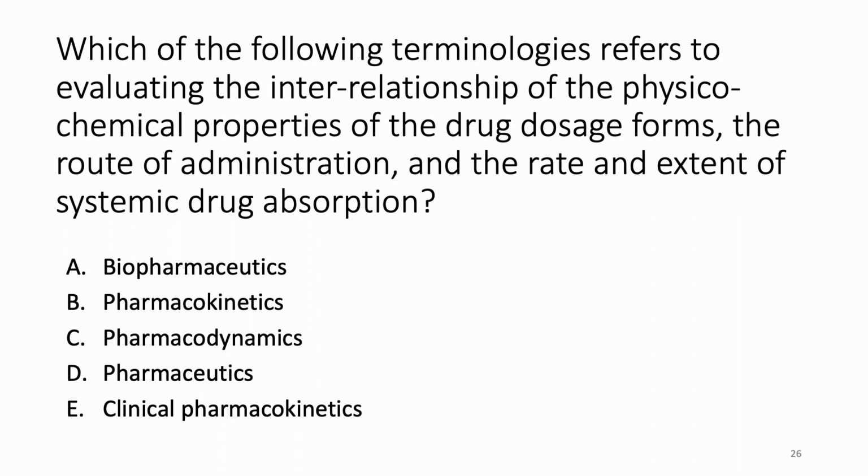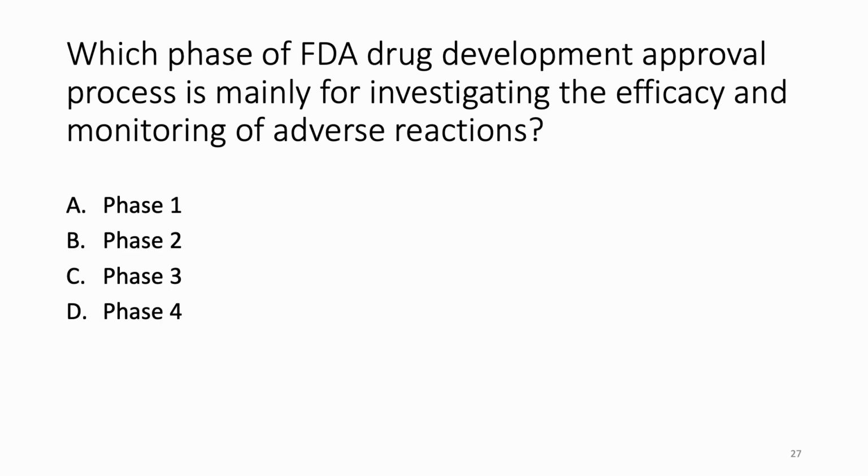Question: which of the following terminologies refers to evaluating the interrelationship of the physical chemical properties of the drug dosage forms, the route of administration, and the rate and extent of systemic drug absorption? A. Biopharmaceutics, B. Pharmacokinetics, C. Pharmacodynamics, D. Pharmaceutics, E. Clinical pharmacokinetics. This question makes you review the definitions of basic terminologies used in pharmacokinetic studies. Make sure that you distinguish the difference between pharmacokinetics and pharmacodynamics, between biopharmaceutics and pharmaceutics, or between pharmacokinetics and clinical pharmacokinetics. Make sure you check the slides for the correct answer.